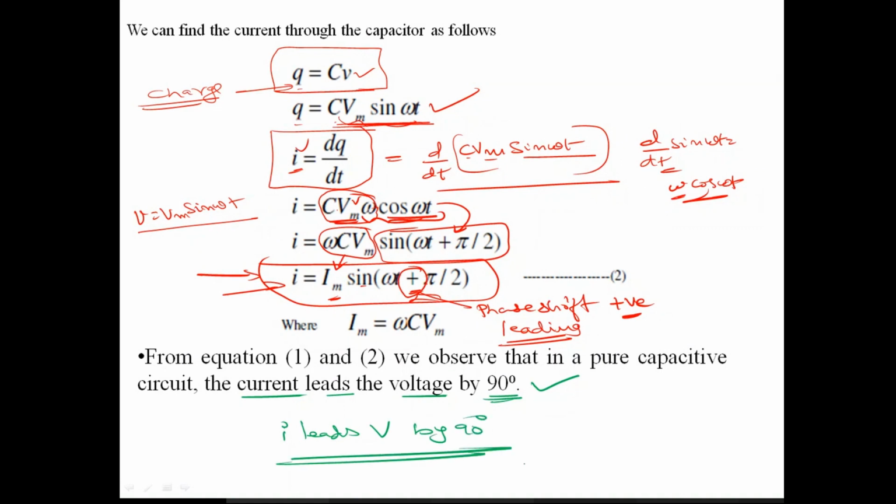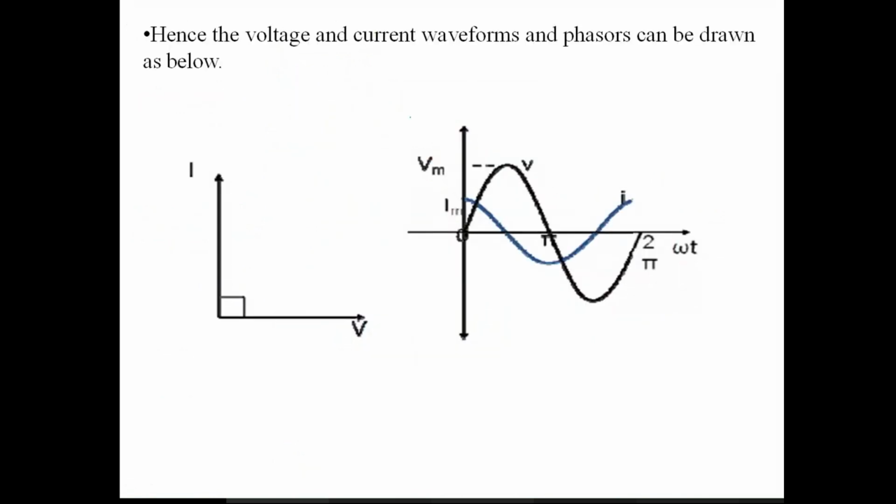Let us draw the vector diagram of voltage and current in a pure capacitance. Since voltage is taken as reference here, see here, this is the voltage we have taken as reference. And this voltage must be either VRMS or Vm. Please keep it in mind always while you are writing. Either you take the magnitude of the phasor as VRMS or Vm.